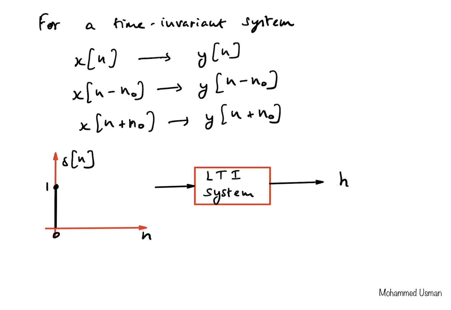So the standard notation for denoting the impulse response of a system is h of n. Okay, let me write that properly. It's h of n, and h of n is called the impulse response of the system, because it is the output of the system when the input is a unit impulse function. So we call it the impulse response of the LTI system. So when the input is delta of n, the output is h of n.